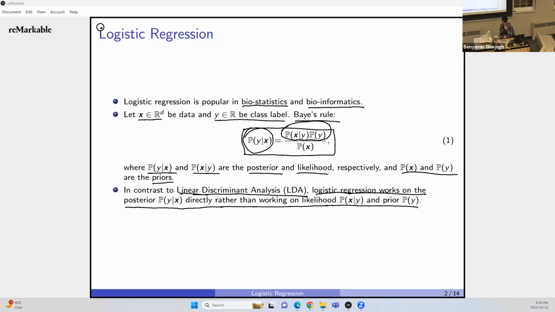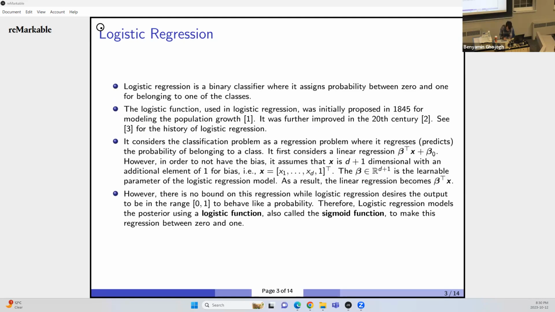Okay. So logistic regression is a binary classifier. For binary classification, it assigns a probability between 0 and 1 for belonging to one of the classes. Hence, the probability of the other class is 1 minus that probability, right? And the logistic function is used in logistic regression. Hence the name logistic regression, because we are using the logistic function.